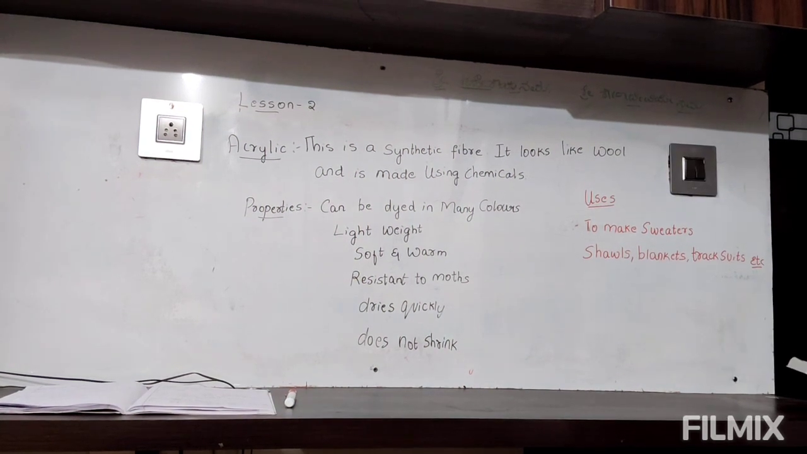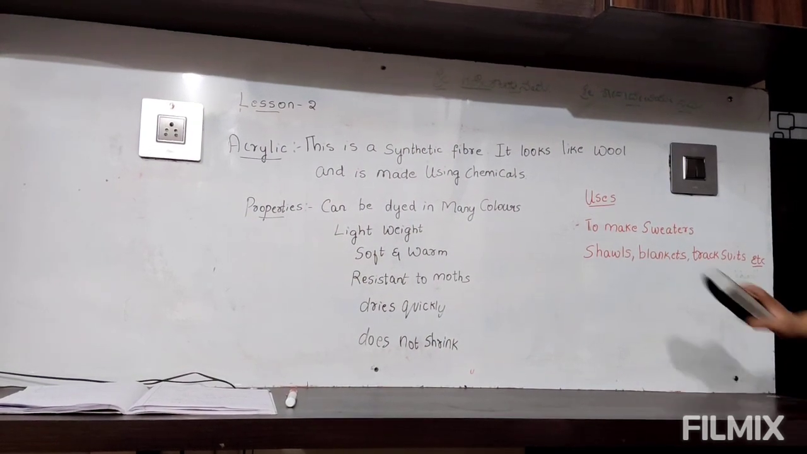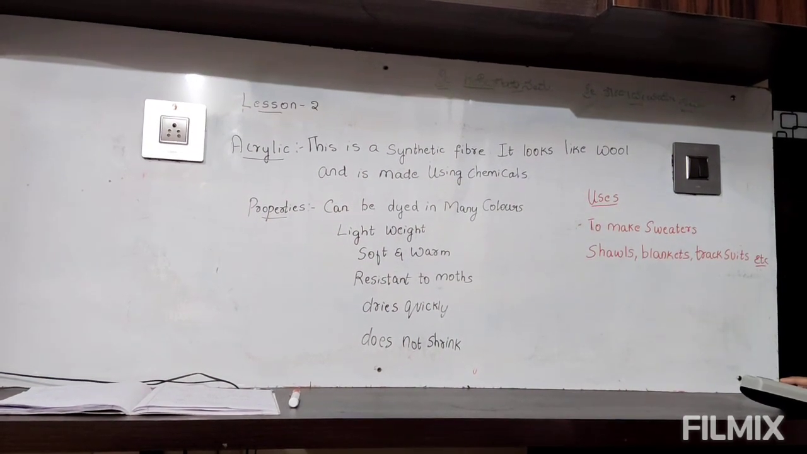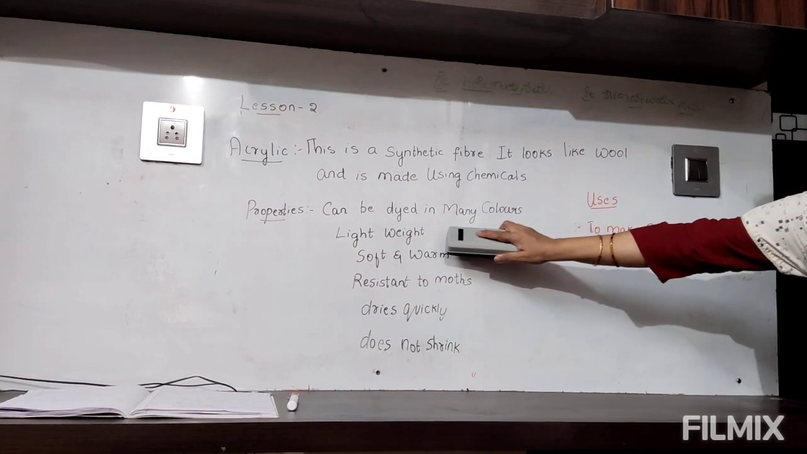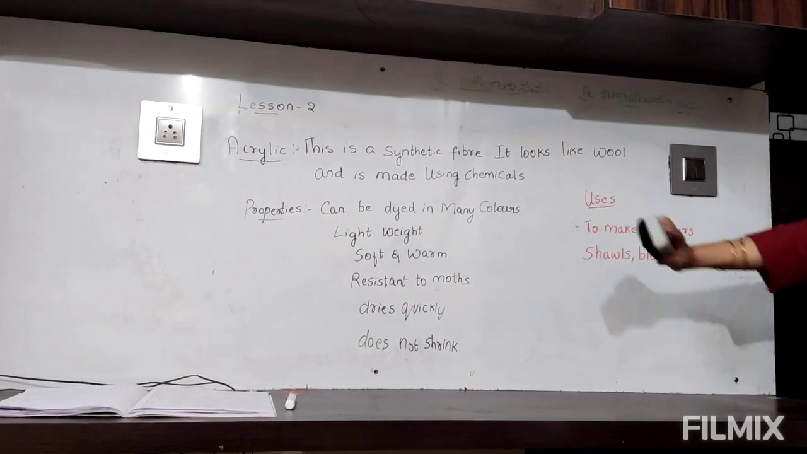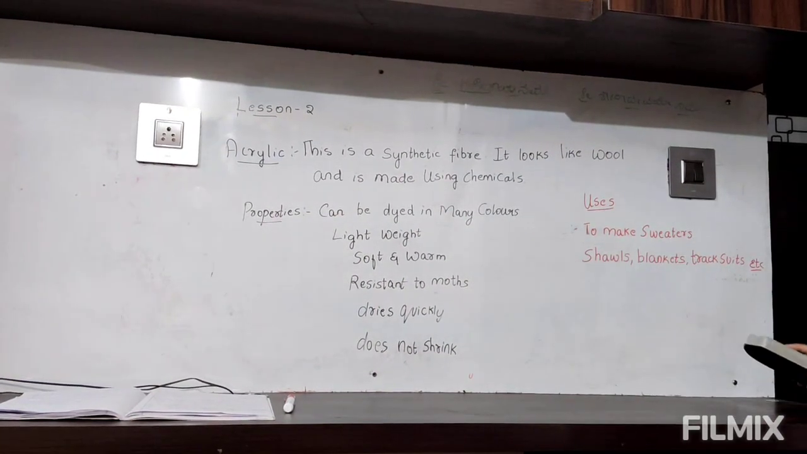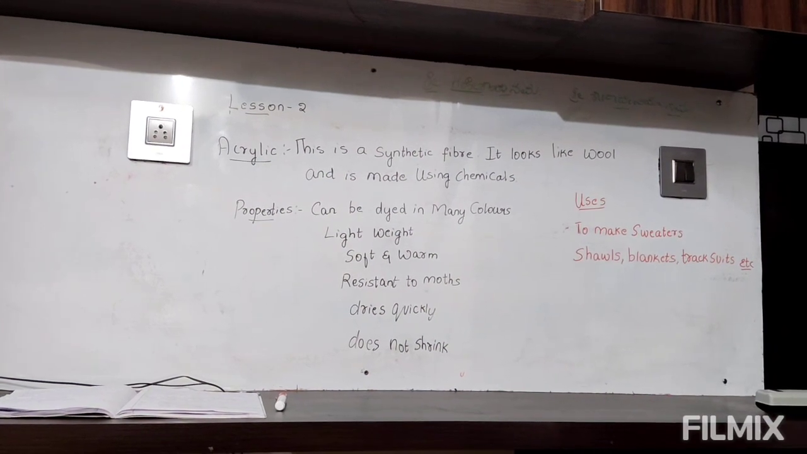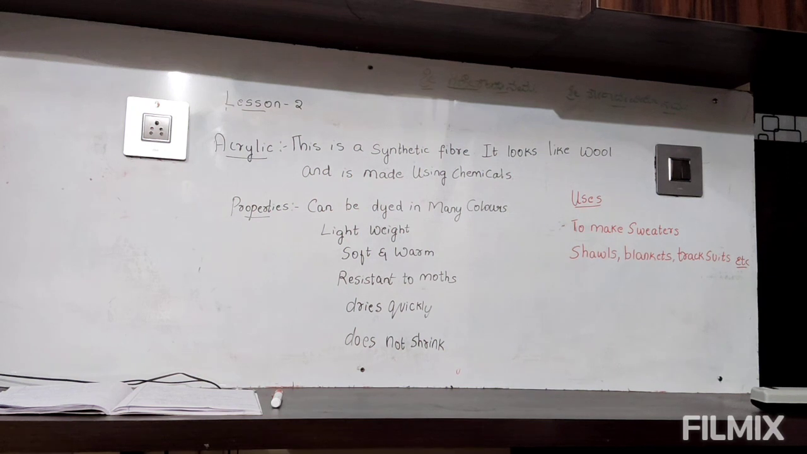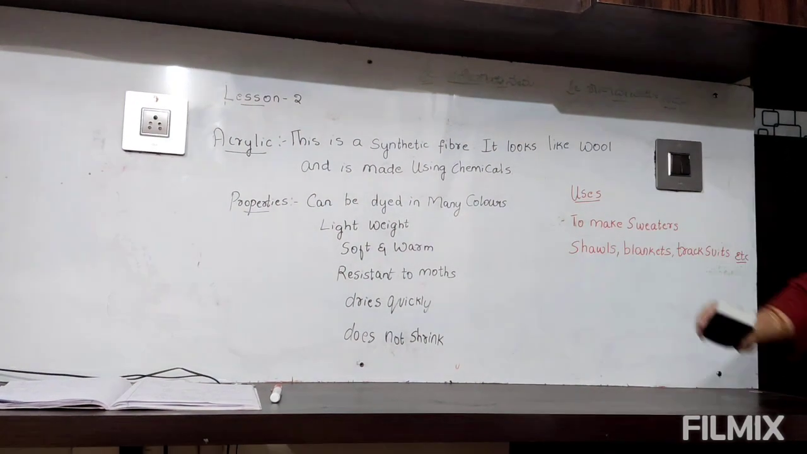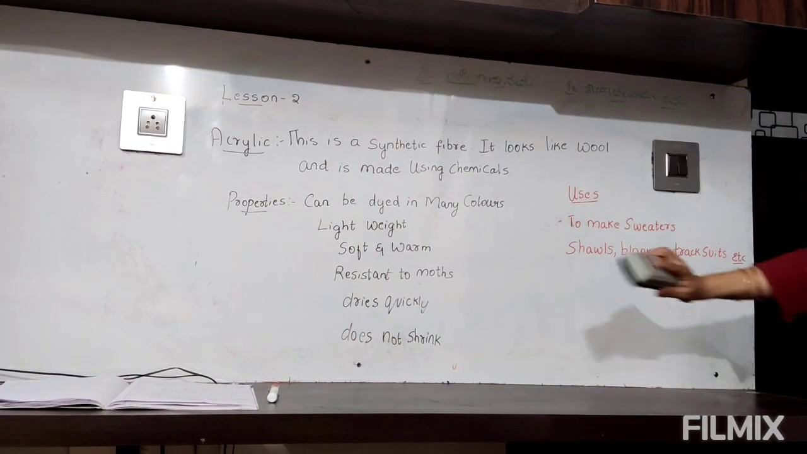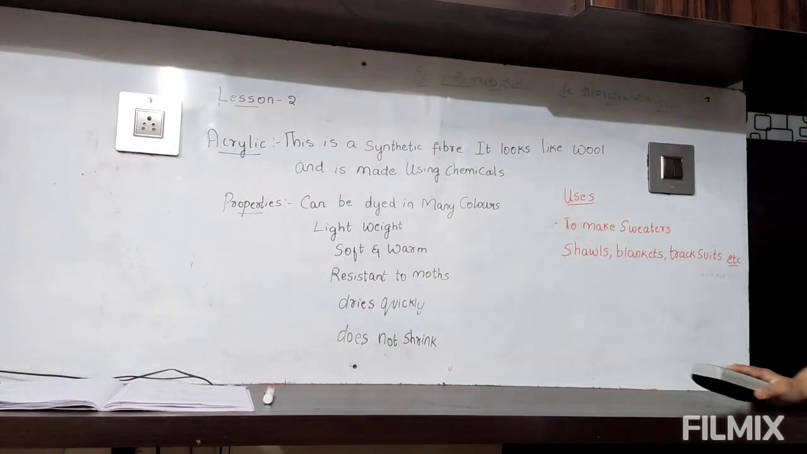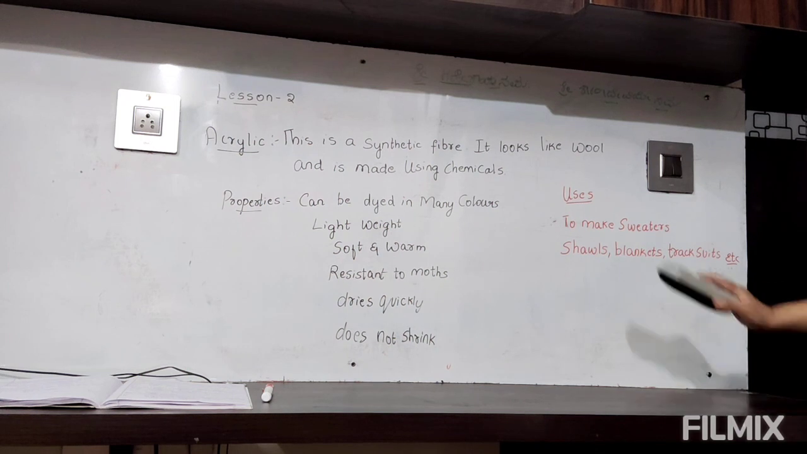Properties of acrylic. What are the properties? It can be dyed in many colors. It is lightweight. It is soft and warm. It keeps the body warm after wearing that material. It is resistant to moths. It dries very quickly and it does not shrink. These are the properties of acrylic.